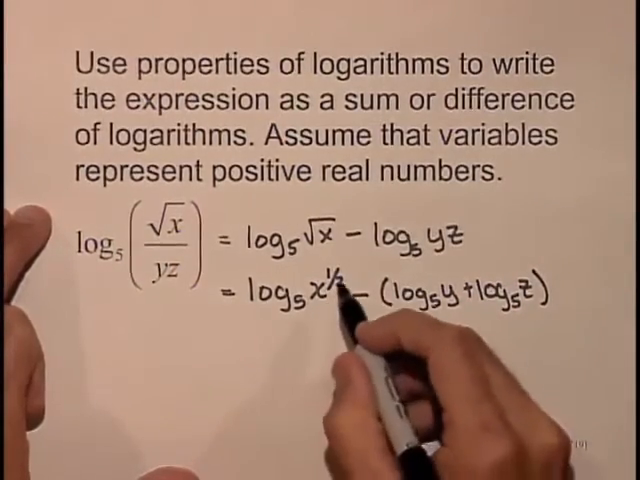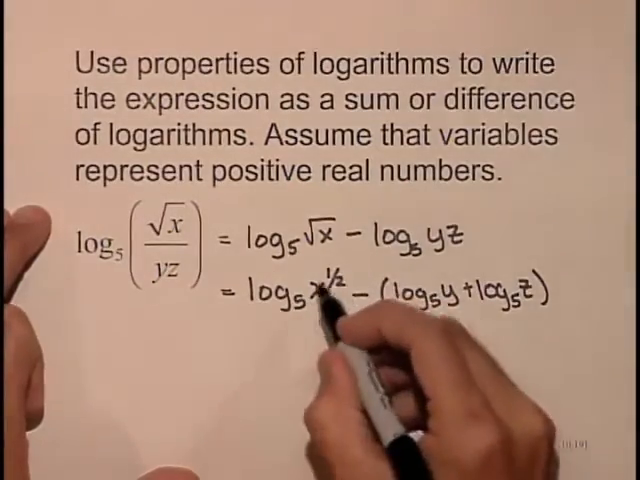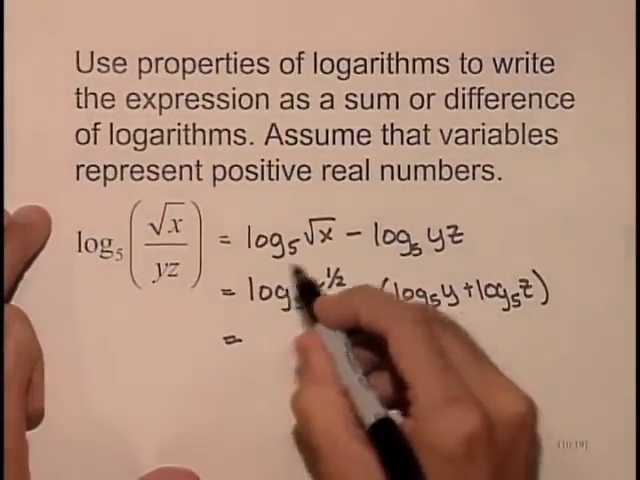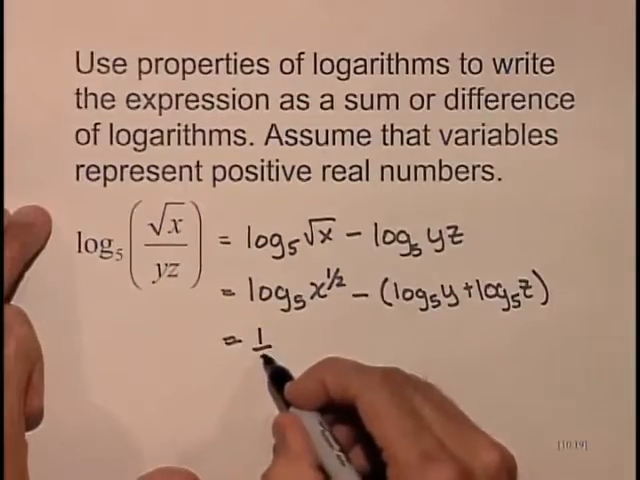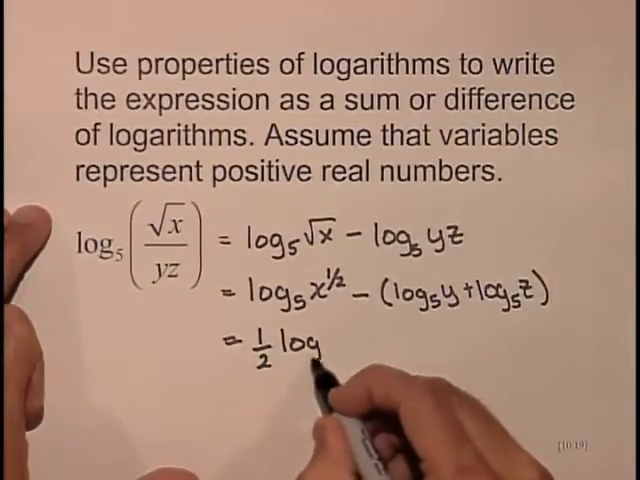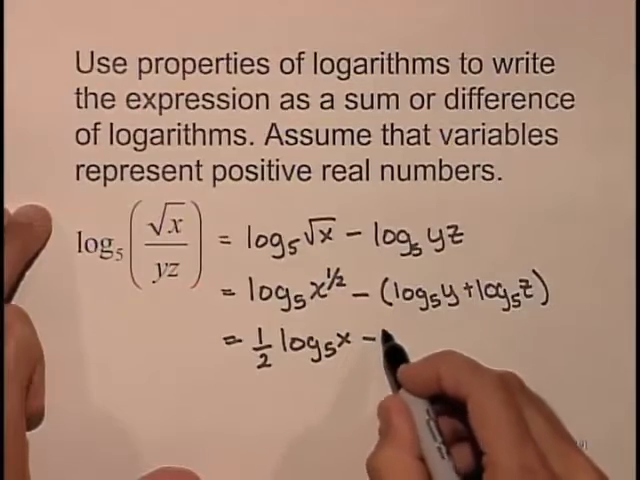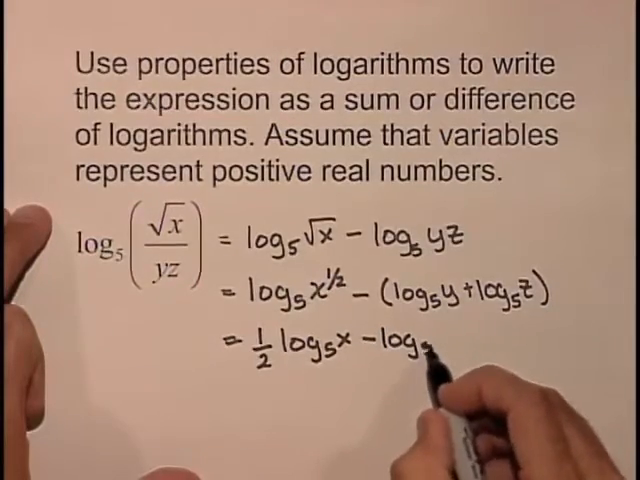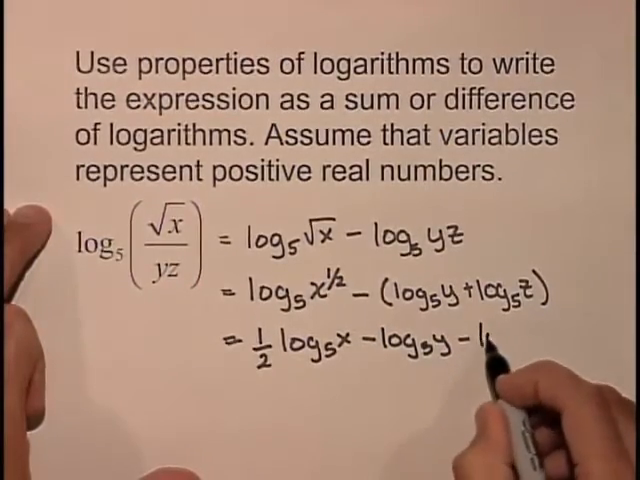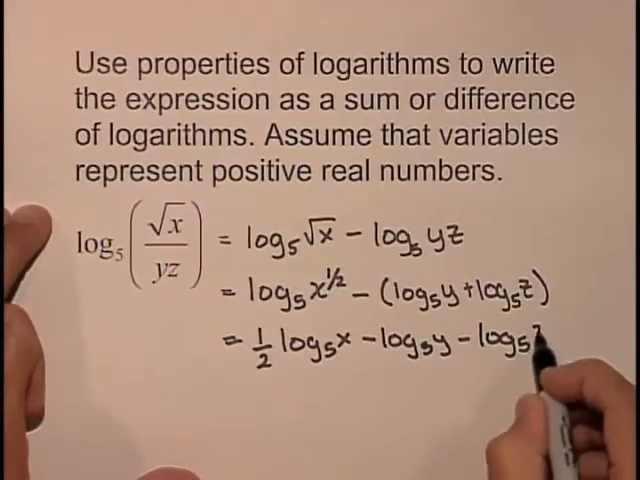So now we'll finish this up by using the power rule on this expression. The 1/2 can come down in front, 1/2 the log base 5 of x. And I'll distribute the minus sign. Minus log base 5 of y minus the log base 5 of z.